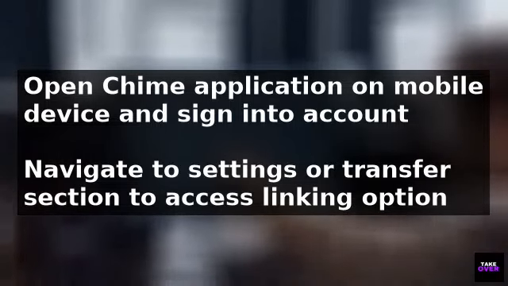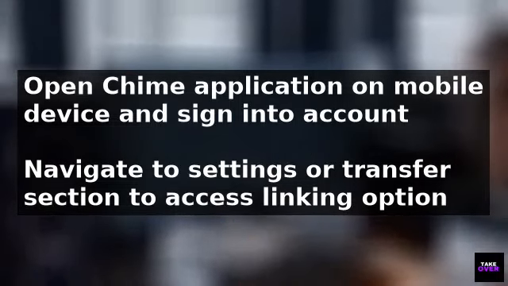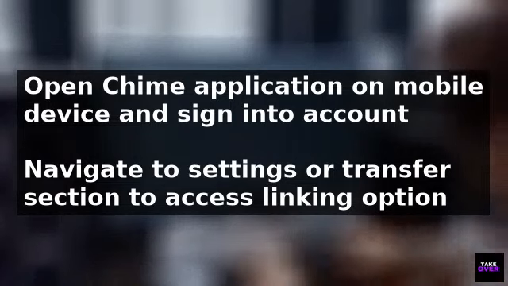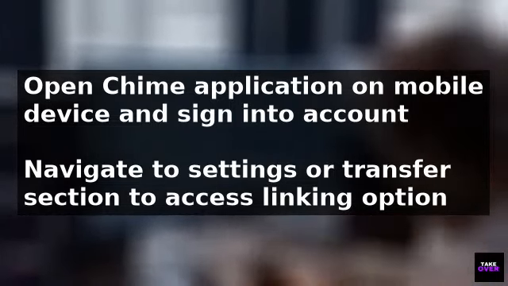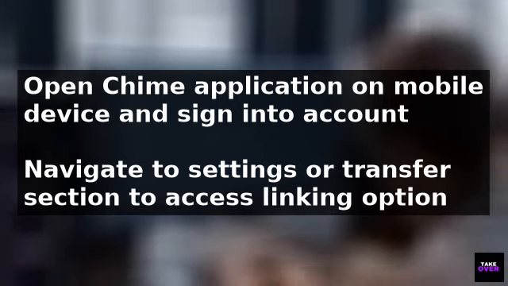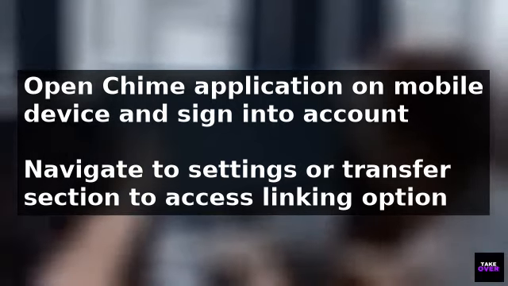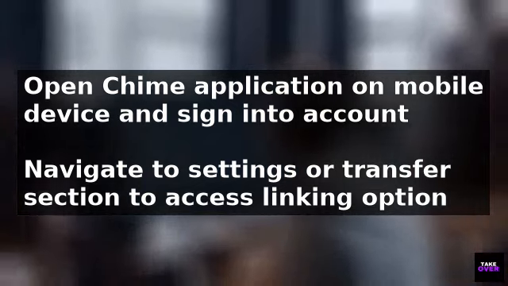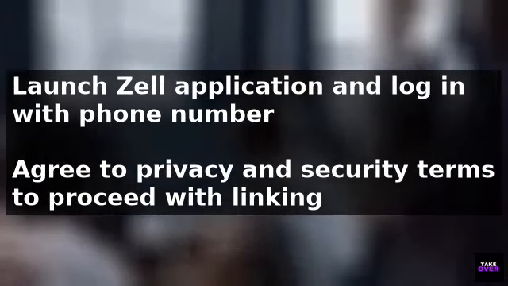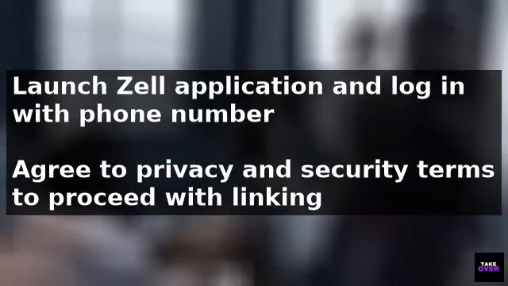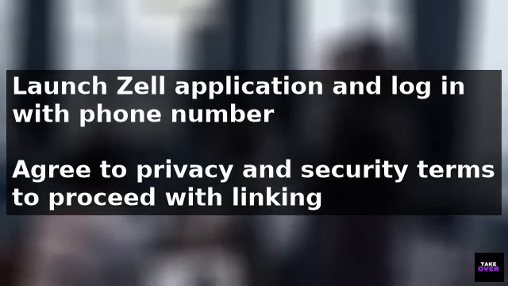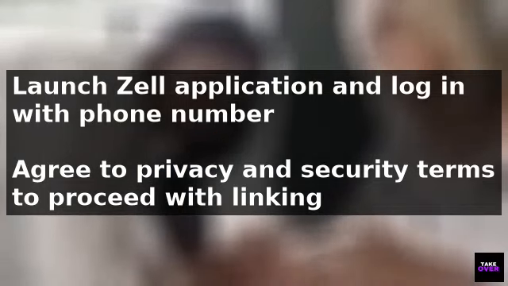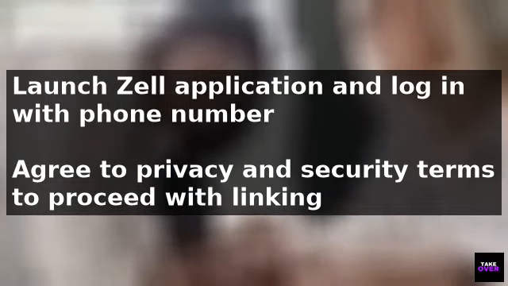To link Zelle to Chime, start by opening the Chime application on your mobile device and signing into your account. Navigate to the Settings or Transfer section to access the linking option. You will then be prompted to enter your Chime account information to confirm your identity and verify your account ownership through a verification code sent to your email, after which you will receive a confirmation message.